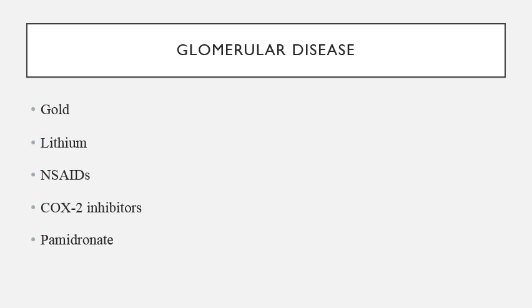Next problem with the kidney may be the glomerular disease, in which the glomerular apparatus will be damaged and it will be unable to filter off the blood components for the excretion of the toxic metabolites. And the drugs that can damage the glomerular apparatus include gold, lithium, NSAIDs, COX-2 inhibitors, and pamidronate.